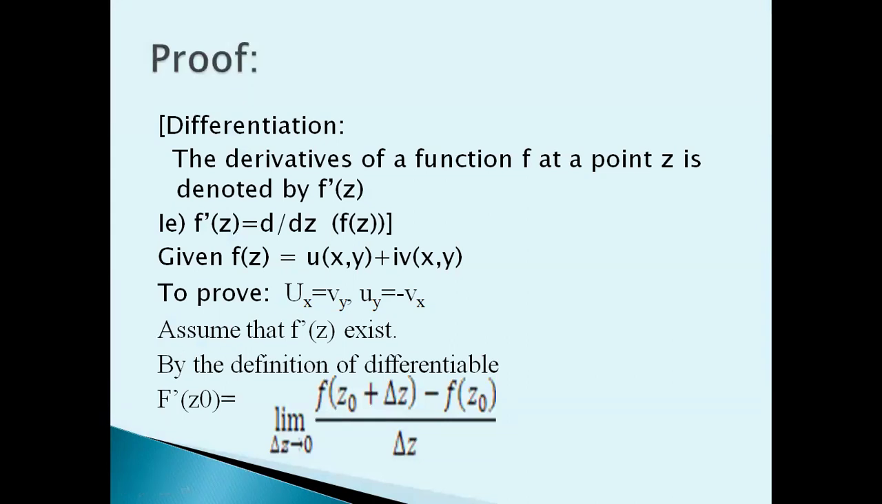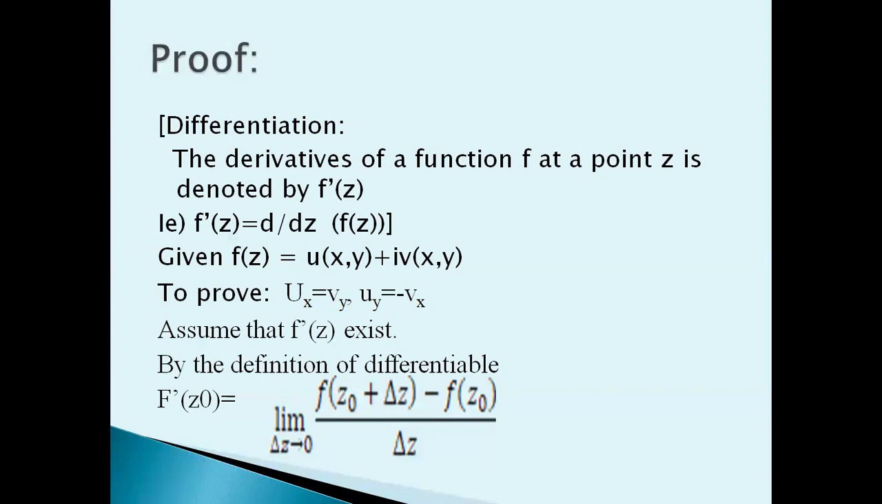First, we need to know the definition of differentiation in complex analysis. Differentiation of the function f means f dash. That is, f dash of z equals d by dz of f of z. Here the given f of z is u plus i into v, and we want to prove ux equals vy, uy equals minus vx.